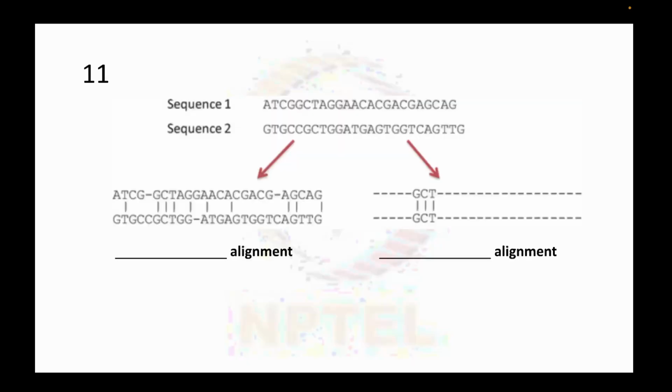So the first one is global alignment. The next one is the local alignment.